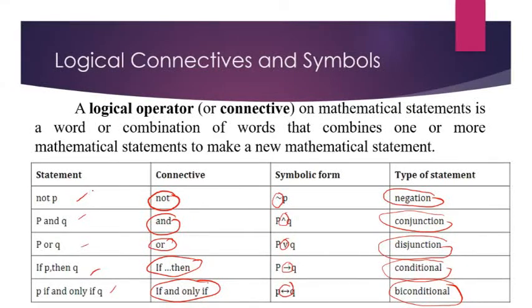So for example, let's start with the connective na not. So for example, not P. Or ito ang binigay sa inyo, yung symbolic form. Ito yung nakita nyo. So yung not P, guys, meron din siyang other forms, no? It could be like this. Pwedeng ganyan. Or pwedeng ganito. That is not P.